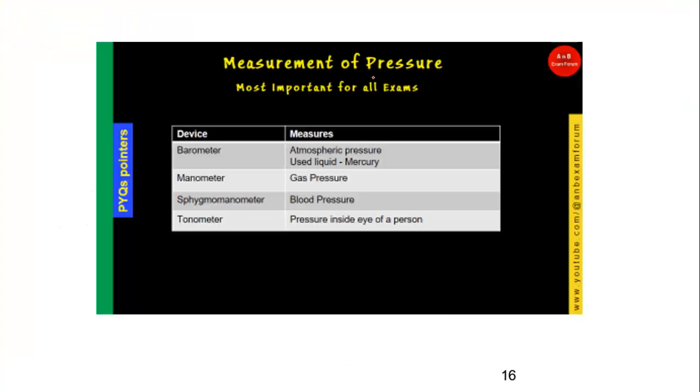Let's see the other measurement devices for pressure. Barometer, as I told you, measures atmospheric pressure, and sometimes they ask the liquid used, it is mercury, so mercury is used in the barometer. The next important one is the manometer, which is going to measure the gas pressure. And sphygmomanometer is again a manometer, but it is going to measure the blood pressure of the human body. Okay, so this is very important.